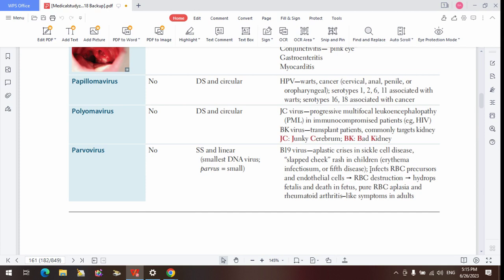Now, if a pregnant woman also gets infected, she can transmit the virus across the placenta to the fetus. And what it causes in the fetus is what we call hydrops fetalis. This is generalized edema of a fetus, which will eventually result in death. Why? Because it is going to infect the red blood cell precursor and the endothelial cell. When it damages the red blood cell precursor, there's going to be anemia.